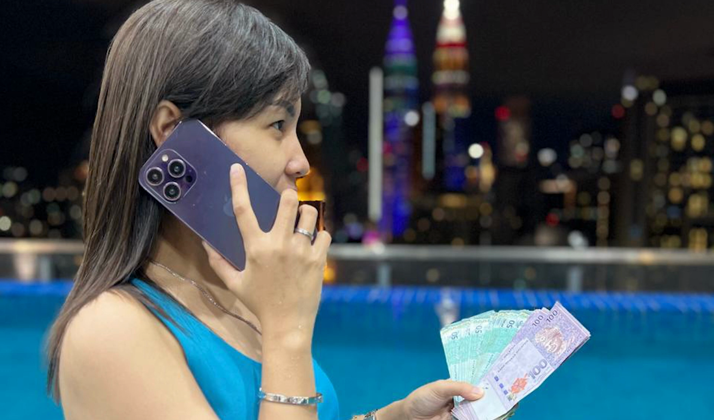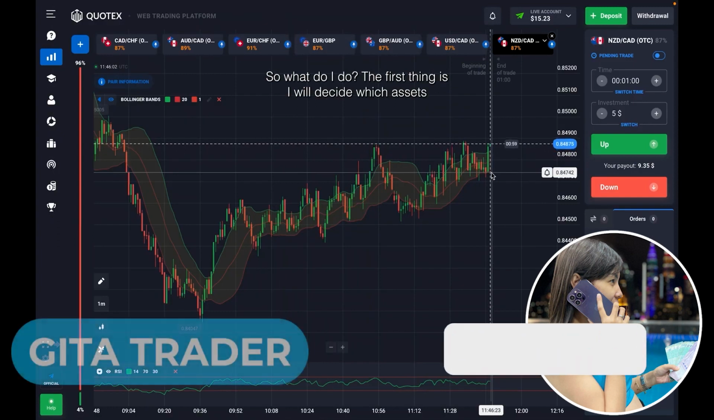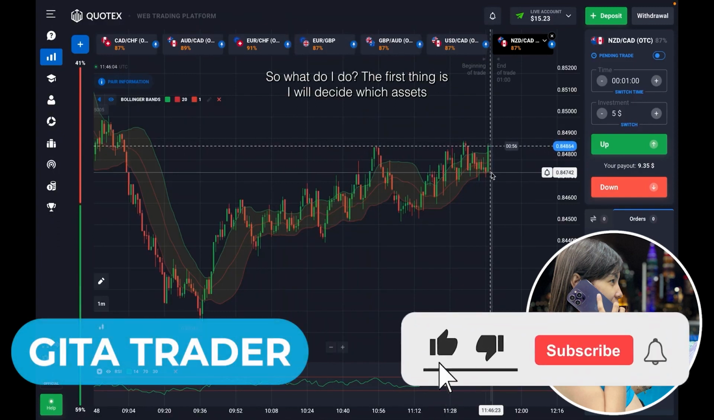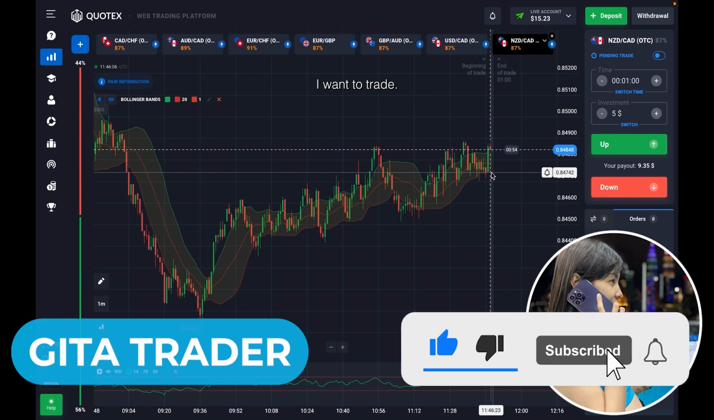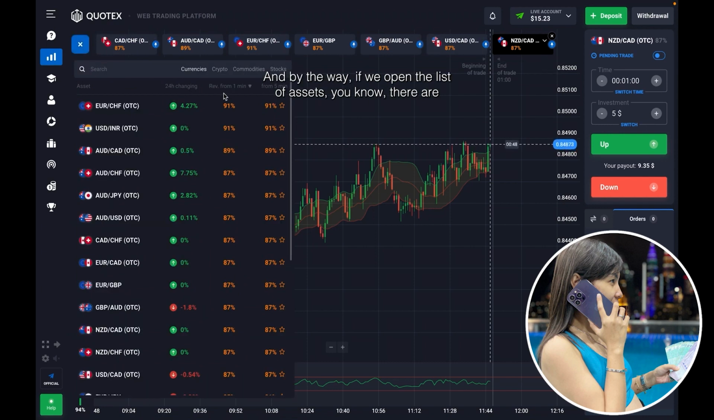And let's go! So let's imagine that I'm just a beginner. What do I do? The first thing is I will decide which assets I want to trade. As you see, I have selected lots of currency pairs here. By the way, if you open the list of assets, you have currencies, crypto, commodities, stocks. Whatever the choice, I would say that you have to focus on certain assets. In my case, it's currency pairs.